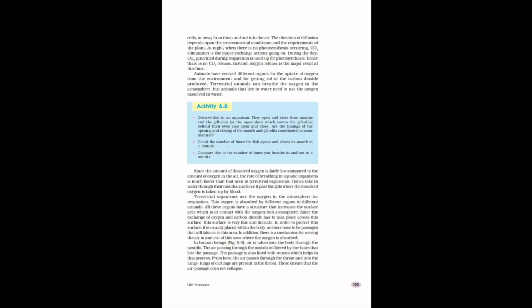Since the aerobic respiration pathways depend on oxygen, aerobic organisms need to ensure that there is sufficient intake of oxygen. Have we seen that plants exchange gases through stomata, and the large intercellular spaces ensure that all cells are in contact with air. Carbon dioxide and oxygen are exchanged by diffusion here. They can go into cells or away from them and out into the air. The direction of diffusion depends upon the environmental conditions and the requirements of the plant.